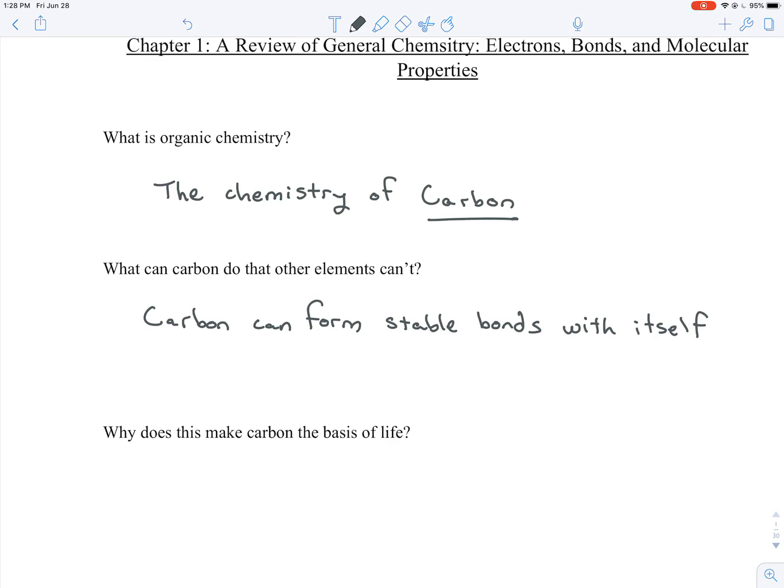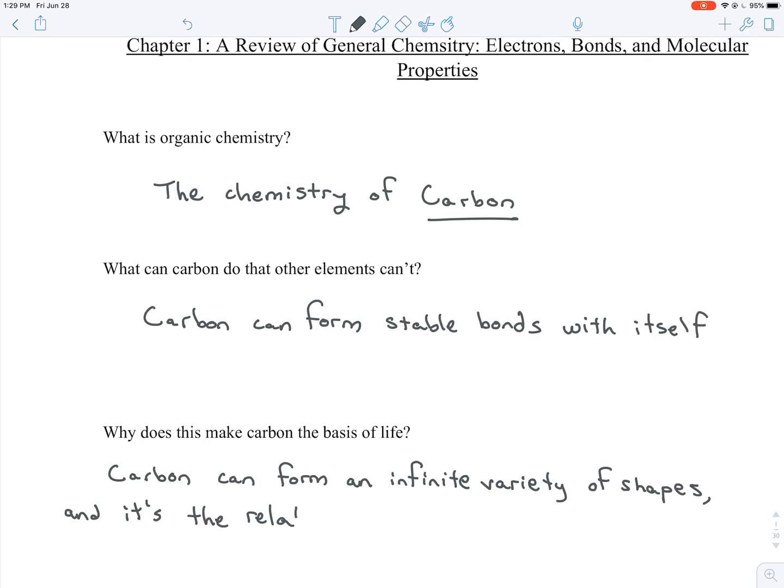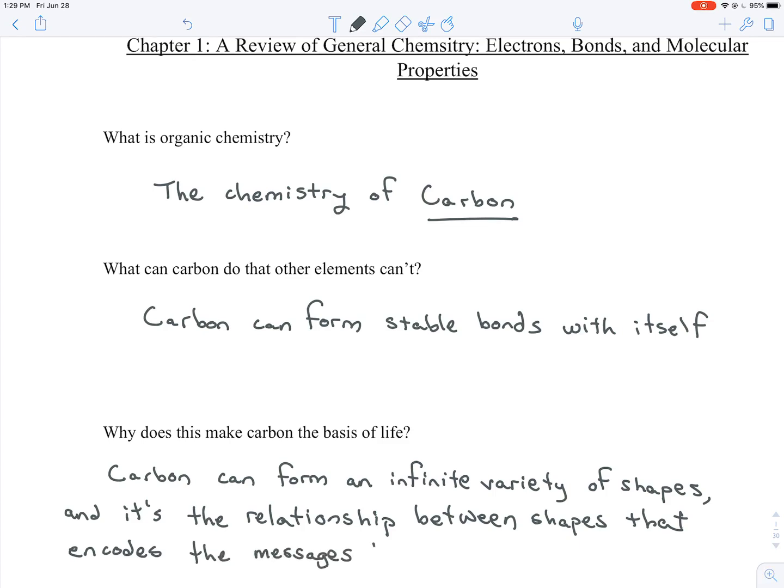And so life, the messages that allow for life, those messages are encoded by the relationship between shapes. So because carbon can form stable bonds with itself, carbon can form an infinite variety of shapes. And it's the relationship between those shapes that encodes messages. And the messages that make life possible.